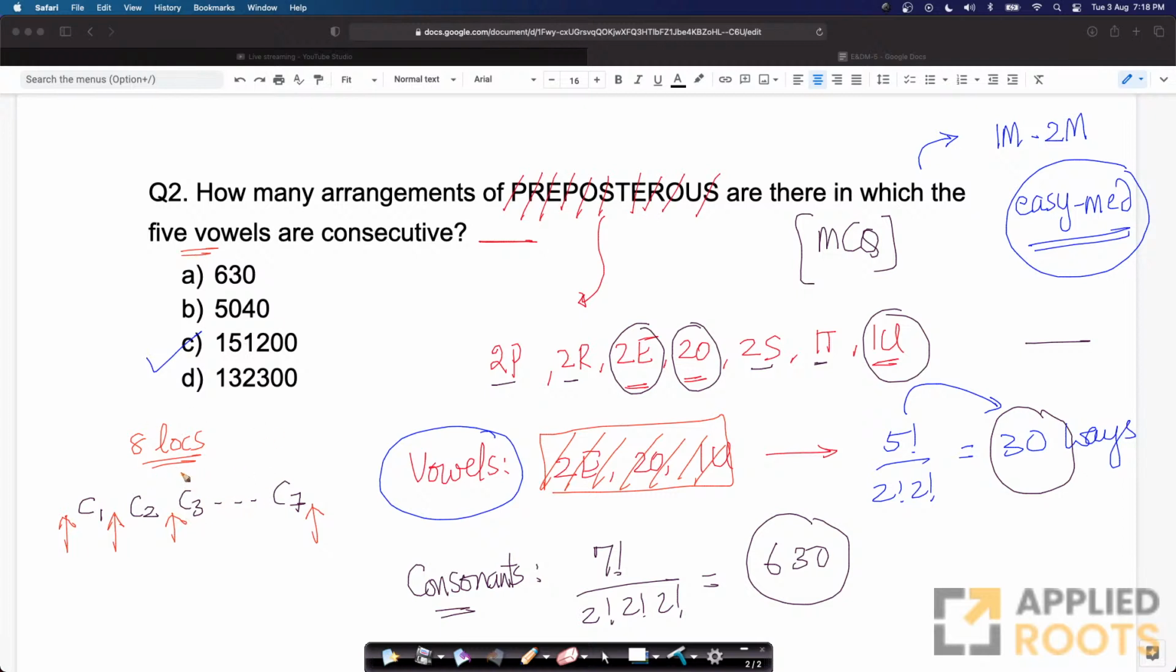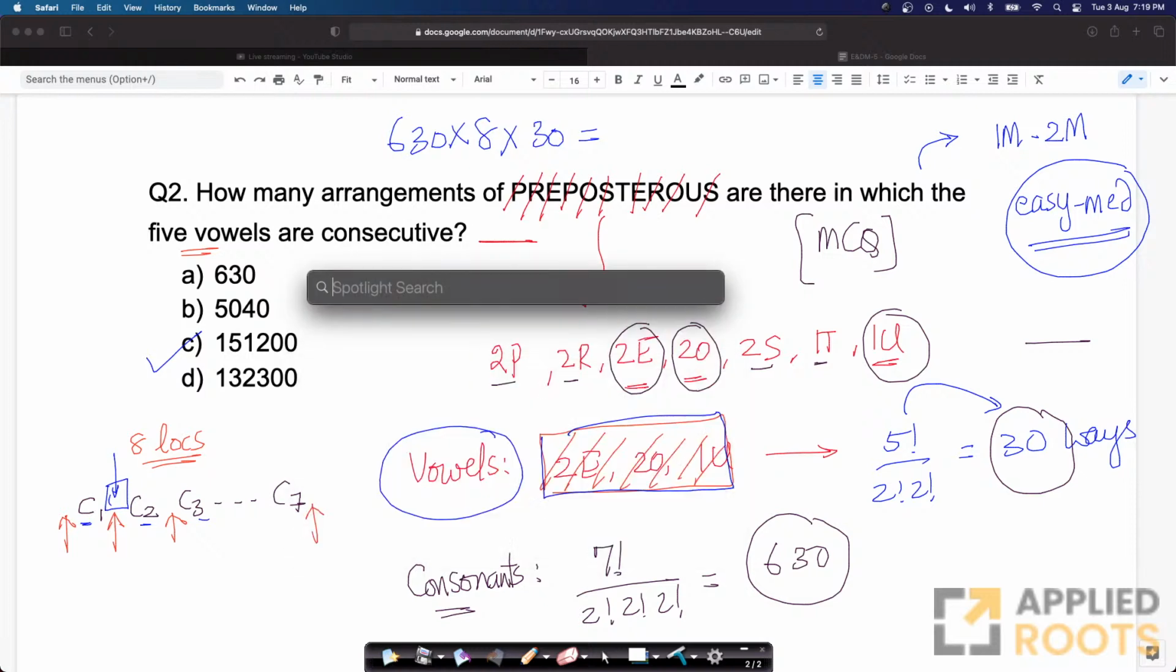So let's go step by step now. In how many ways can I place all these 7 consonants? I can place them in 630 ways. So let's write that. First I've placed the consonants. After I've placed the consonants, there are 8 locations where I can place my block of vowels. These 5 vowels that I have, I can place in any of the 8 locations. Now suppose I chose to place these 5 vowels here. In how many ways can I now arrange these 5 vowels? I can arrange them in 30 ways. So if I just do this, what does that turn out to be?